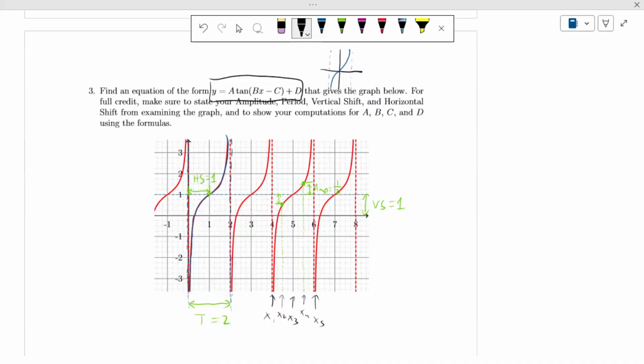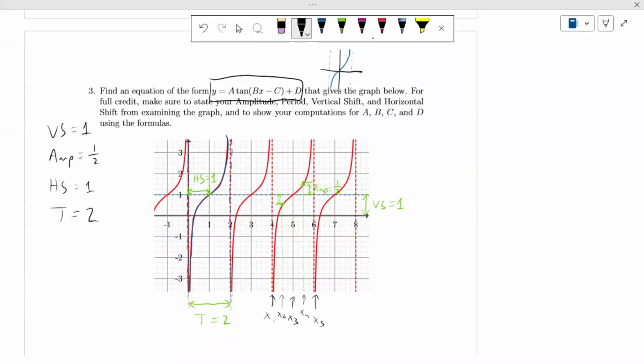All right. So then I'm just going to copy this down over here. So the amplitude is equal to 1/2. The horizontal shift is equal to 1. The vertical shift, forgot about that, is equal to 1 as well. And then the period is equal to 2.